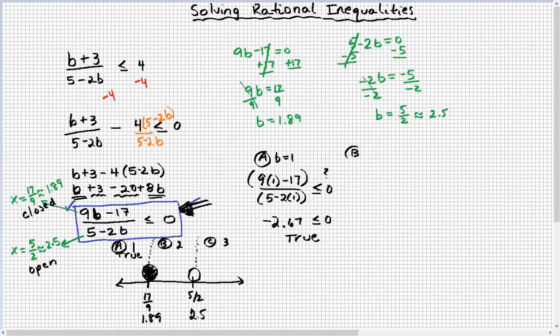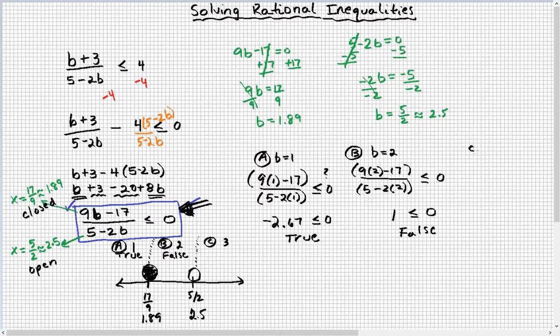Now we have test B. And for B, we said that the variable was going to be equal to the number 2. We're going to test it in the inequality. So that's 9 times 2 minus 17 over 5 minus 2 times 2. Is this less than or equal to 0? All right, so get your calculators ready. Pause the video. All right, I got a 1. Is the number 1 less than or equal to 0? Well, no, that's false. That's a positive number. So in region B, we have false.